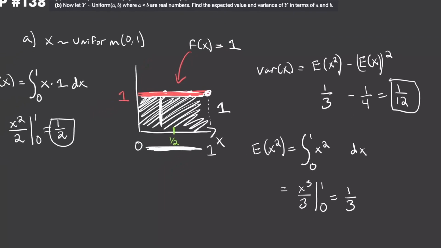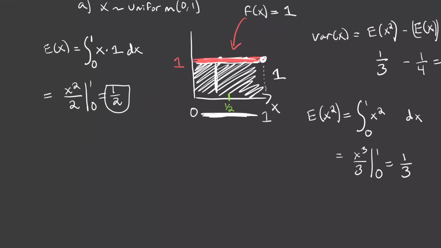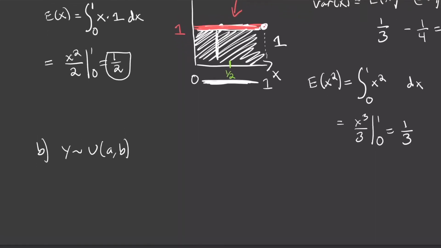Okay, so now in part B, we are having y be a uniform random variable between, instead of 0 and 1, a and b, where a and b are arbitrary. Obviously, a has to be less than b. So what's my probability density function going to look like?